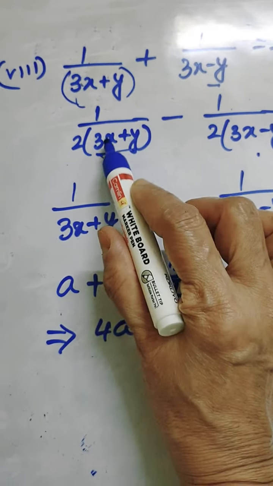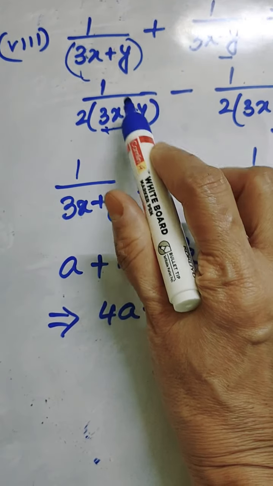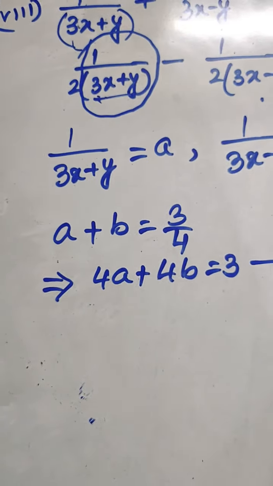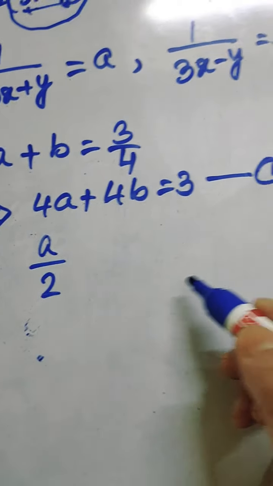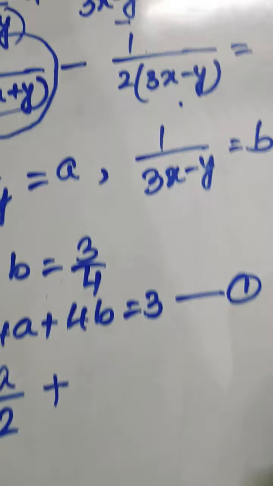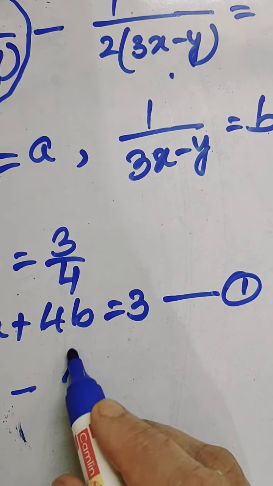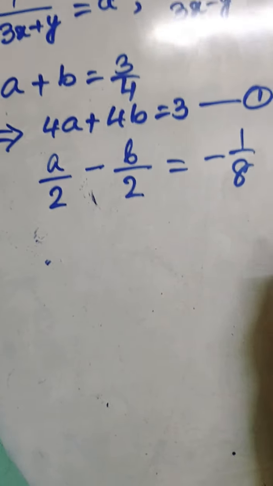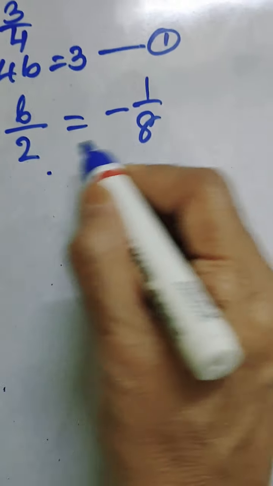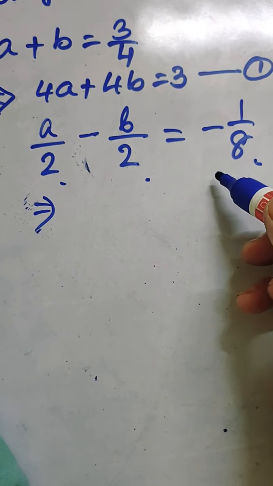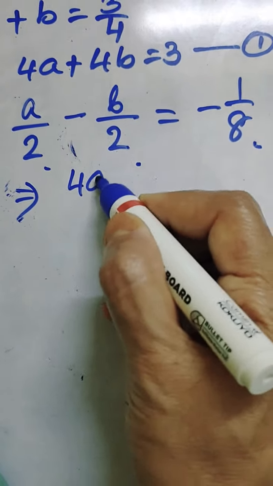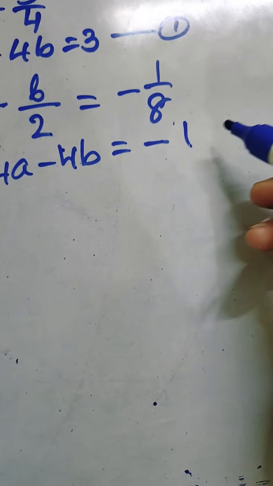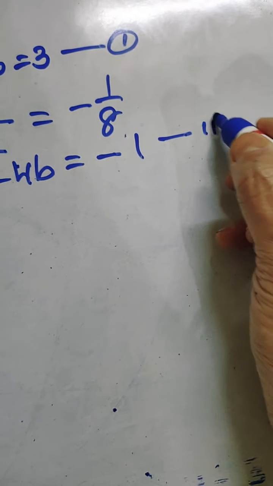Then the other one you see here, 1 by 2 into this one. So we are substituting only this part, that gives you a by 2 minus b by 2 is equal to minus 1 by 8. Then again we can reduce it, 2 to 8. LCM will be 8. So multiply throughout by the LCM of the denominators, that gives you 4a minus 4b equal to minus 1. That gives you equation 2.